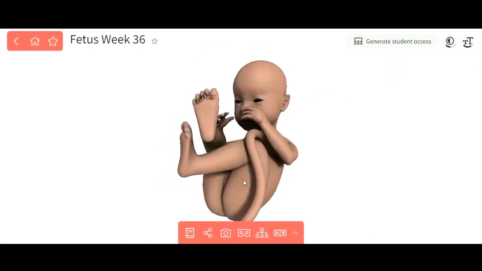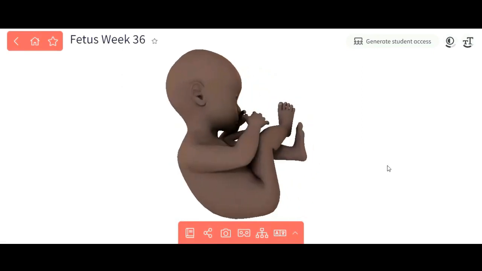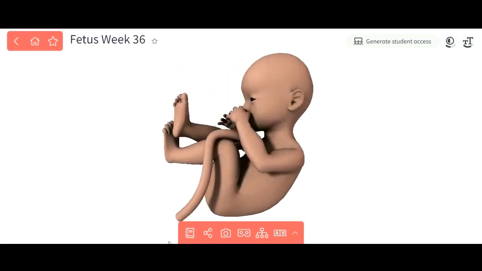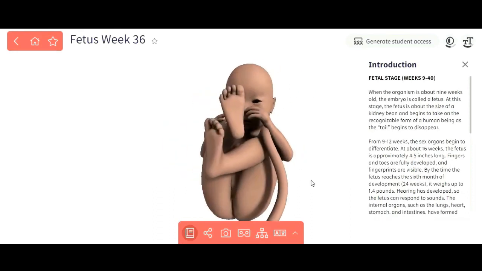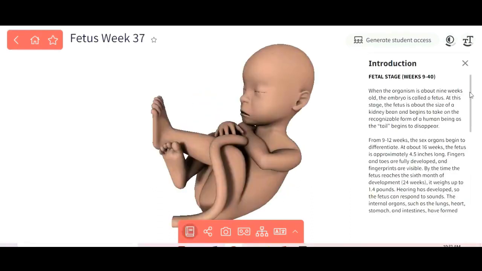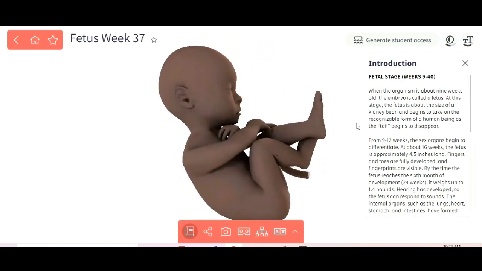And fetus week 36. Do you see the difference? Yes. I see that his eyes are open widely. And fetus week 37 is near to when the baby will be born.